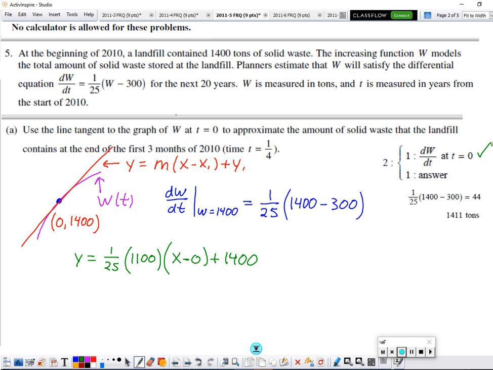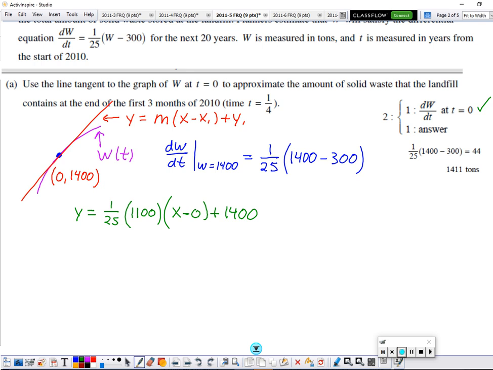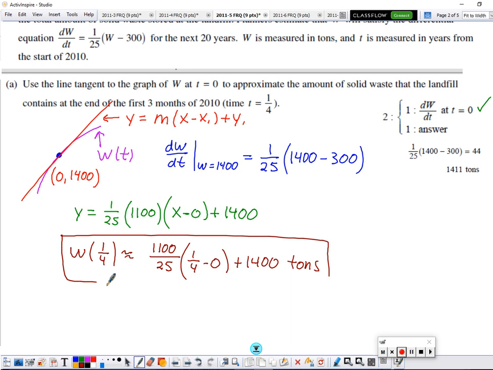Keep going. To use the line tangent to approximate the amount of solid waste at the end of the first 3 months, which is when time is equal to 1/4, I just write a new equation and I say, therefore, W of time 1/4 is going to be approximately 1100 over 25 multiplied by the time, 1/4, minus 0 plus 1400. I should put in units because that's my final answer. That's my approximation for W at 1/4. I don't do anything else because I'd risk losing points if I do. So the actual answer is 1400 if you work it all out.